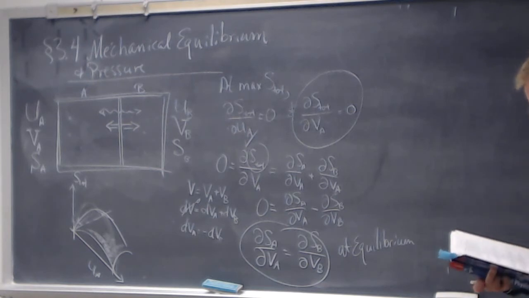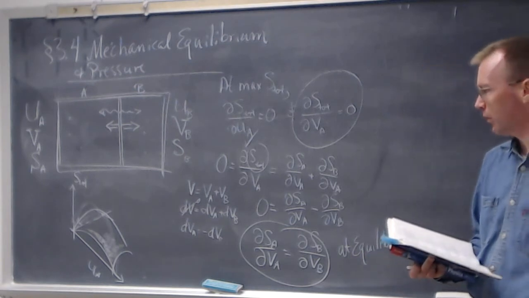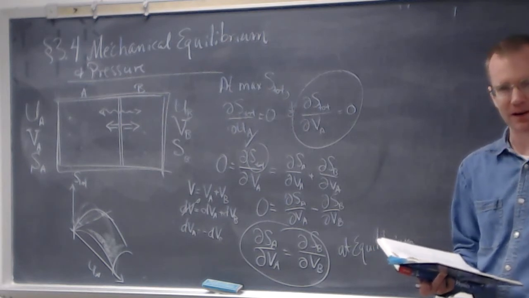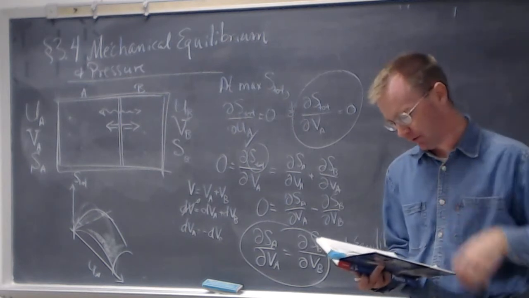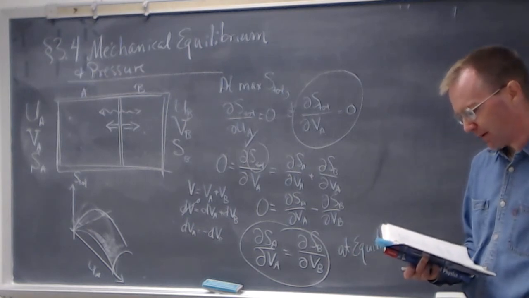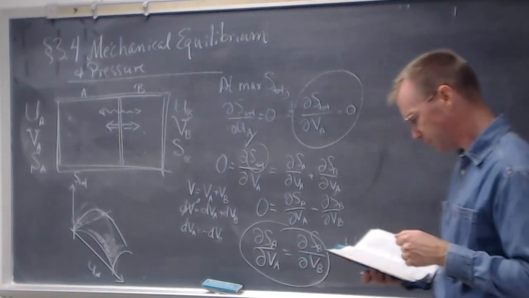All right. Reading from the book. From experience, we know that when they're in mechanical equilibrium, their pressures must be equal. If the volume isn't changing, it's because it's being pushed equally from each side. So the pressures are equal. So the pressure must be some function of these derivatives.